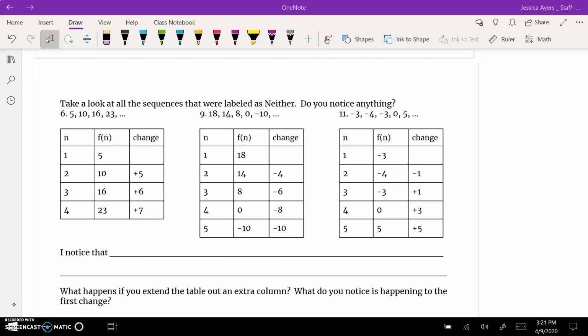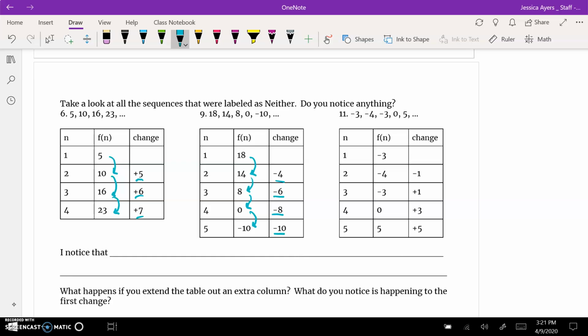If we look at number 6, we can see that it goes 5, 10, 16, 23. To get from 5 to 10, we added 5. To get from 10 to 16, we add 6. To get from 16 to 23, we add 7. Then we can notice in number 9, to get from 18 to 14, we minus 4. 14 to 8, we minus 6. 8 to 0, we minus 8. And from 0 to negative 10, we subtract 10.